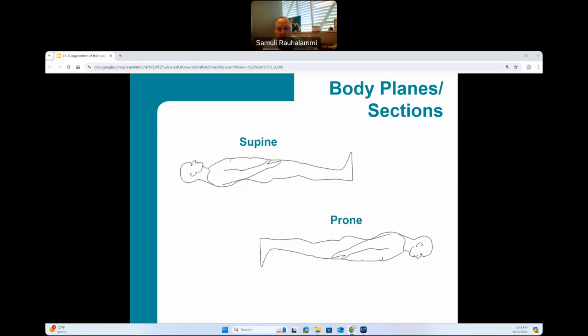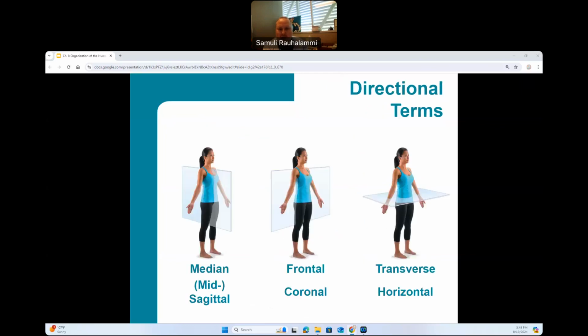Let's leave these directional terms and have a look at a little bit of the body planes and body sections. Sections are cut along the imaginary planes of the body. This could be the entire body or just an organ. There are really 3 main types that I want us to look at. Sagittal plane.